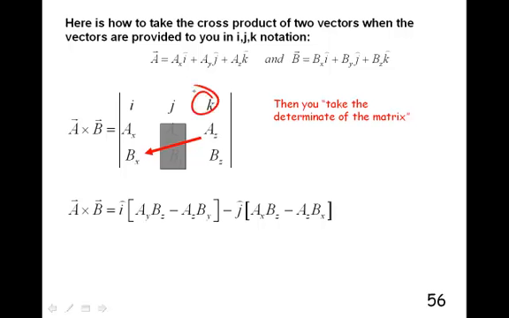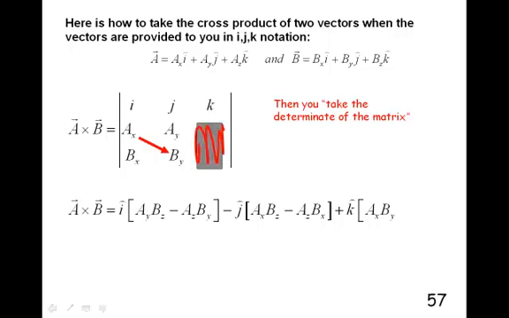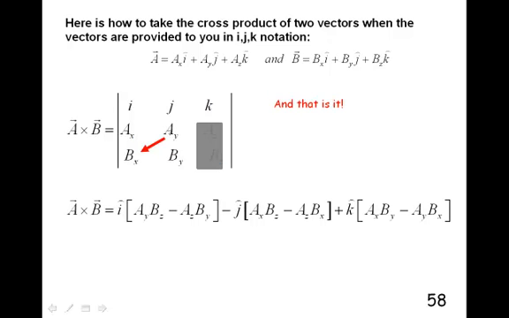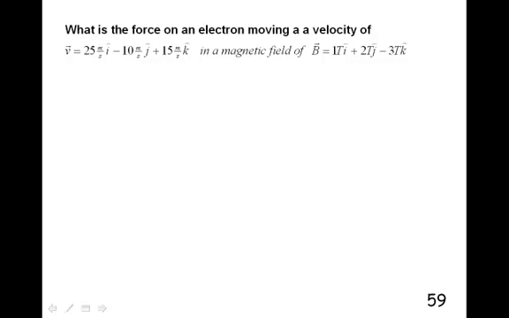Then to find the K component, just like I got rid of this for the J component, I'm going to get rid of these two for the K. So I get rid of these two, and I think plus K times AX times BY minus AY times BX. It's nice, isn't it? That's all you have to do. So let's do an actual problem here.